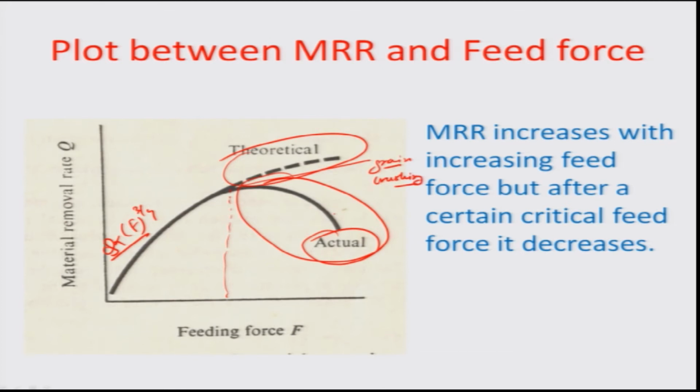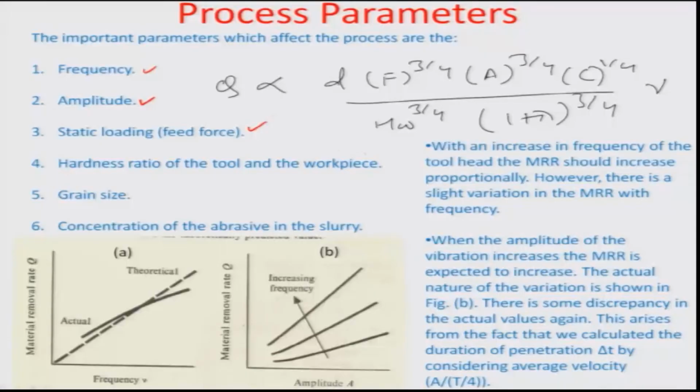Okay. So, there are many other associated factors which have to be clubbed to the material removal model, which has been suggested earlier by Shaw theory, so that it can really fit well the practical situation. The other thing that I would like to say is about how there is a change of the MRR with respect to the various parameters like frequency, amplitude, feed force, hardness ratio of the tool and the workpiece, that is lambda, the grain size, concentration of the abrasive in the slurry, so on and so forth.